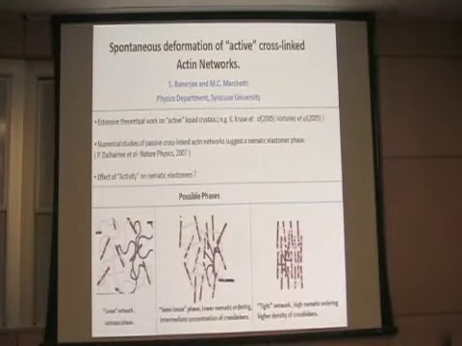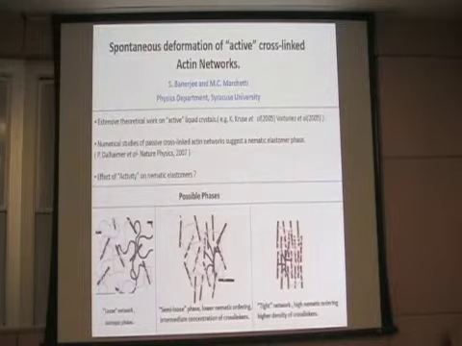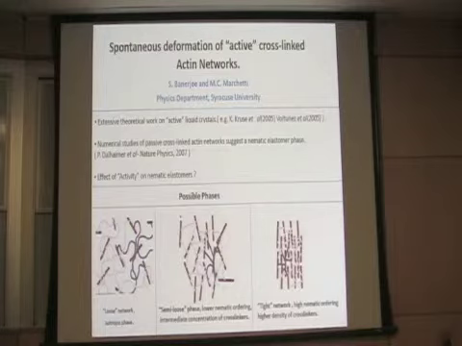So what I've tried to do here is build a continuum model for the actin cytoskeleton. Active liquid crystals have been extensively studied, but the focus has been on the viscous properties of the gel. So we'd like to know what the elastic properties of such a network are.